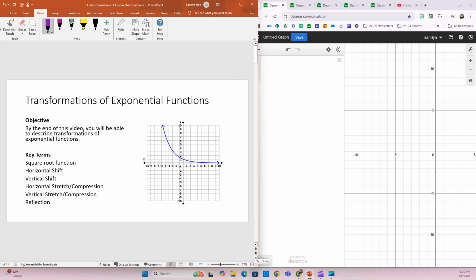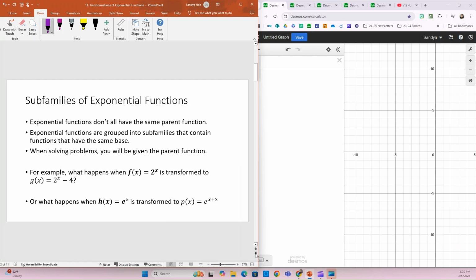In this video, we're going to talk about how to do transformations of exponential functions. So remember, exponential functions have different subfamilies because they don't all have the same parent function. Exponential functions are grouped into subfamilies that have functions with the same base. So when you're solving problems, you'll always be given the parent function. So for example, it'll say something like, what happens when f of x equals 2 to the x?